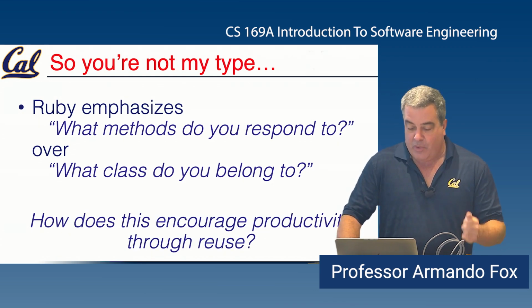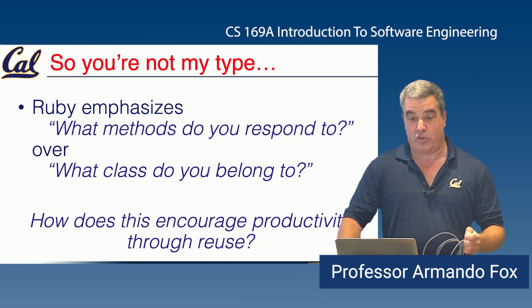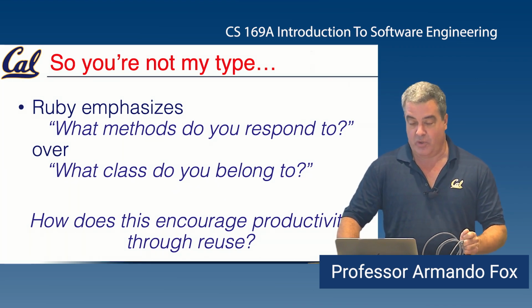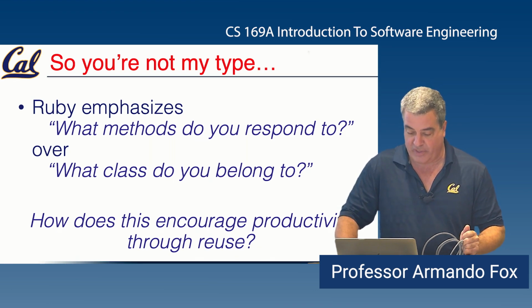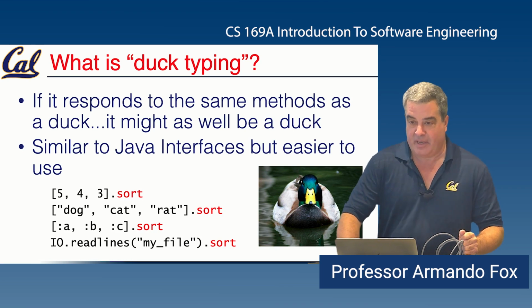And today we're going to look at some specific mechanisms that take advantage of that to encourage productivity through reuse, which is one of the 4 productivity mechanisms we sort of laid out when we did the blueprint for the class. The main mechanism that we're going to look at is called duck typing.